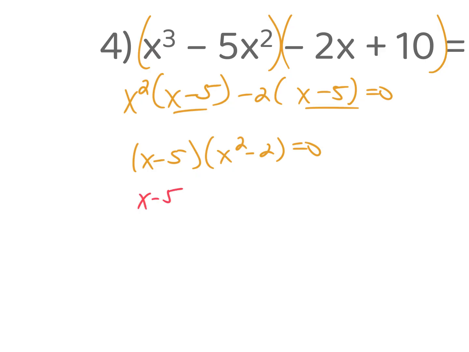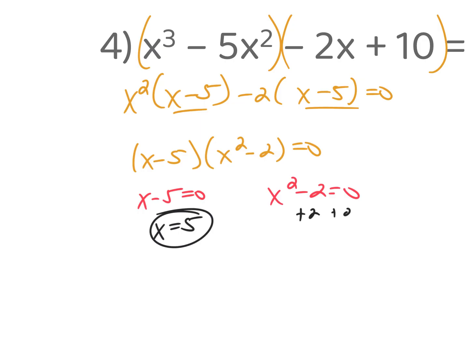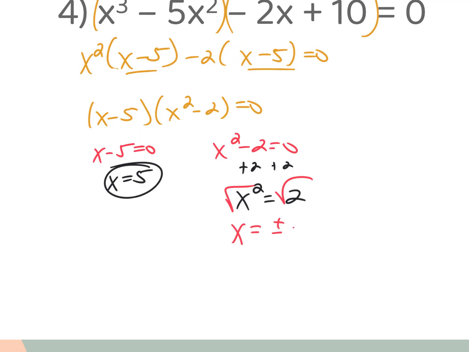X minus 5 equals 0. And x squared minus 2 equals 0. So on my left-hand side, what does x equal? X equals 5. Good. And what do I do on the right? Add 2. So x squared equals 2. Then what? Take the square root. So x equals, what goes in front of my answer? Plus or minus. Okay, do we know the square root of 2? No. How many real answers do I have here?